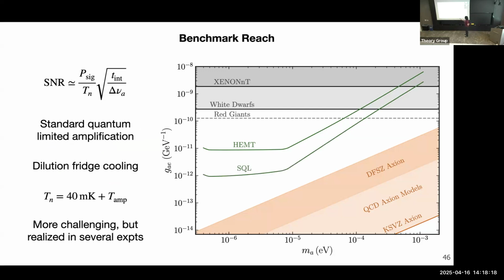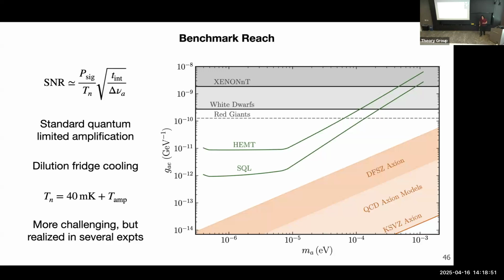Now you could try to get a better amplifier. The benchmark here is that a lot of people are thinking about quantum limited amplification in this regime, which just means that the noise temperature is the minimum allowed by quantum mechanics, assuming you're reading a single quadrature. And in addition, for that to actually help, you have to put the whole thing in a dilution fridge. In this regime, it's a pretty big dilution fridge, comparable to the biggest ones we have. Here, it's not that big. So this is more challenging, but it has been done; all this stuff has been done together in a variety of axion experiments. And if you do that, you can get well beyond the astrophysical bound. Still not looking very good for probing the QCD axion.